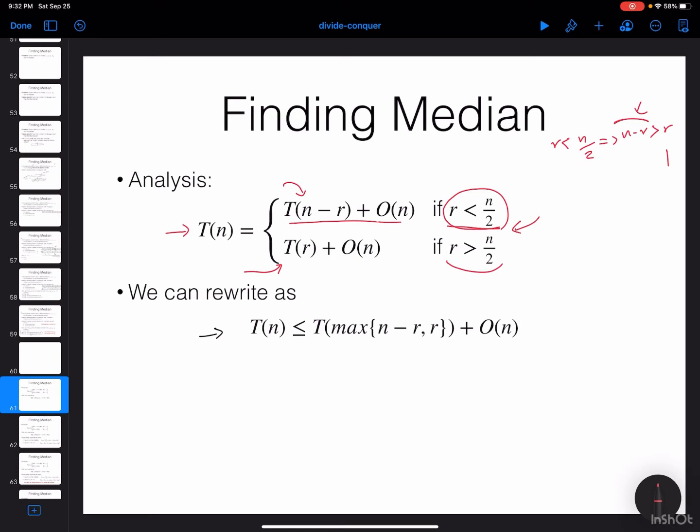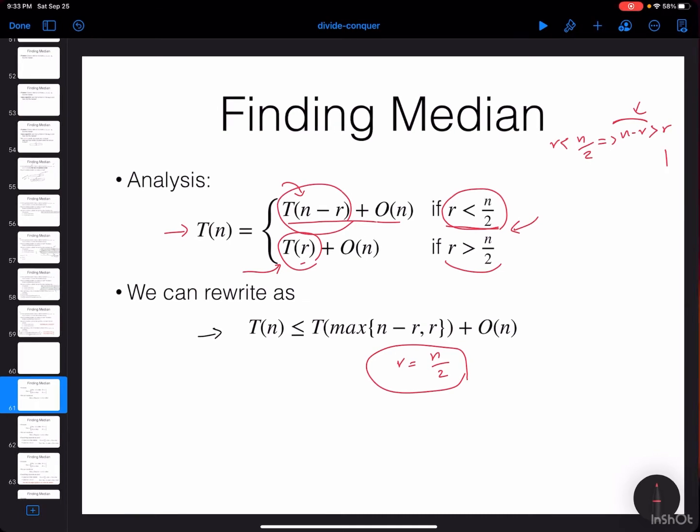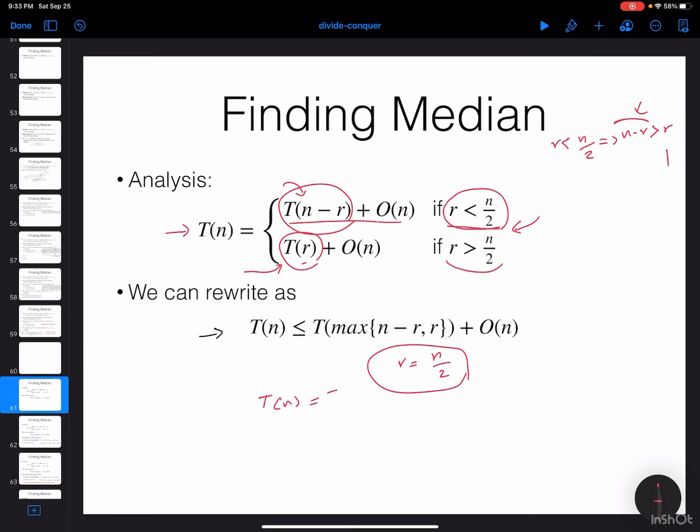If the pivot value that I choose is something like, for example, r equal to n divided by 2, both of these two cases are going to be of the same size. And what would happen to the time complexity? The time complexity in that case will be T of n divided by 2 plus O of n, right? So it's exactly talking about this fact that if I choose the pivot to be something in the middle or almost in the middle, you are always making the problem half the size.